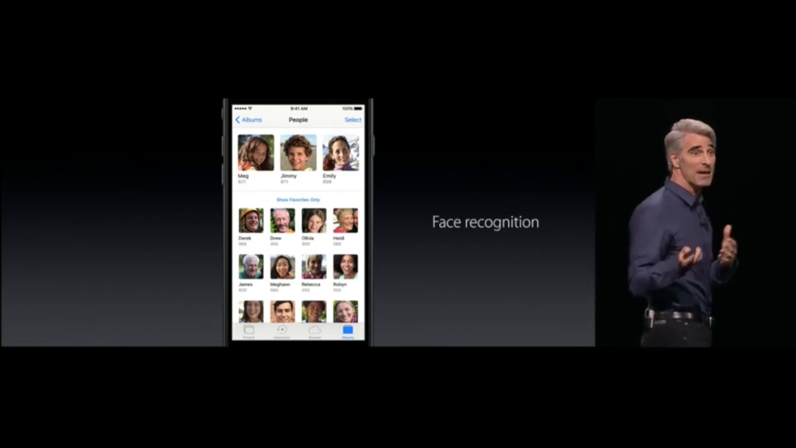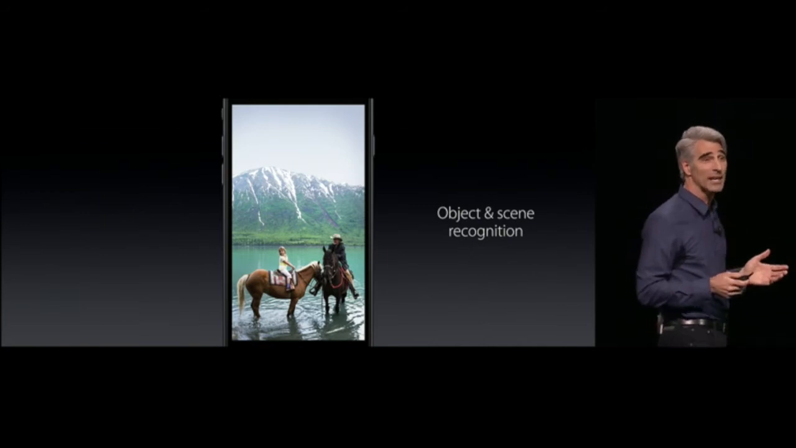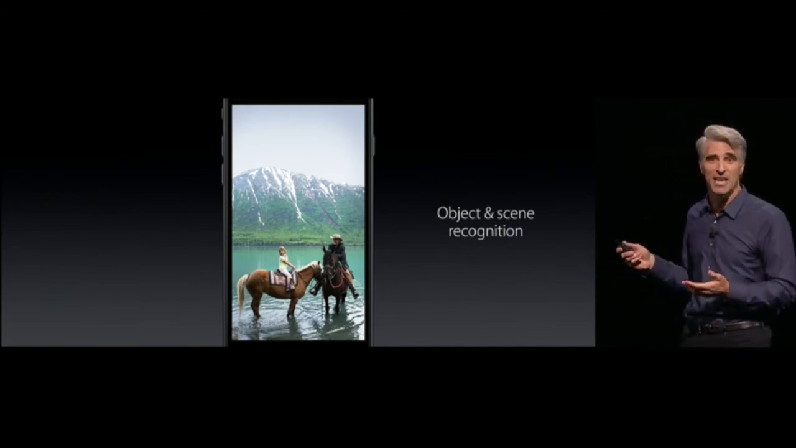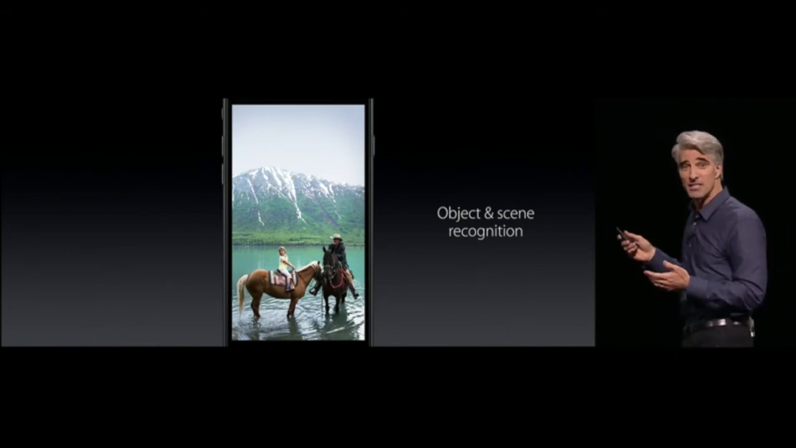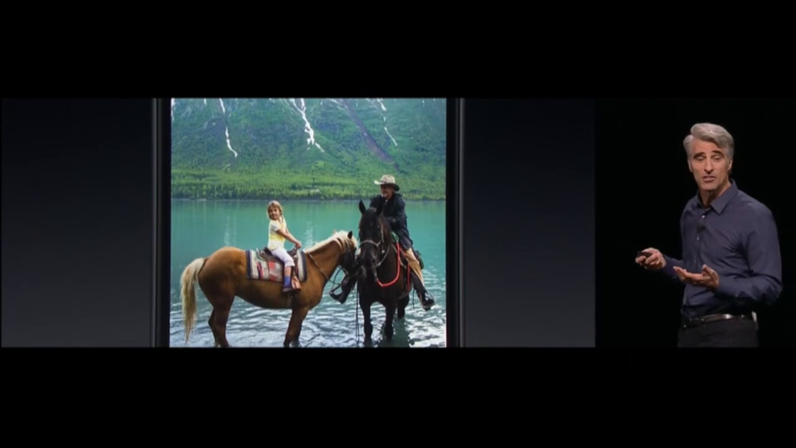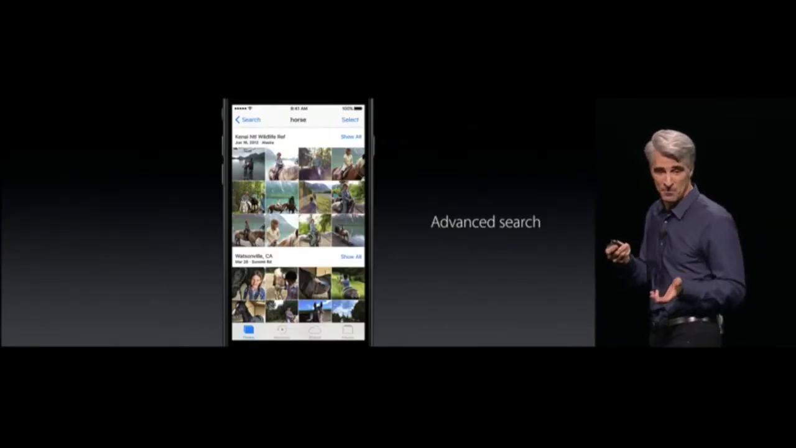Now, we're applying the same kind of technology with deep learning to object and scene recognition as well. In fact, we do 11 billion computations per photo to be able to detect things like there's a horse, there's water, there's a mountain, and with this, you can do really powerful searching on your device.